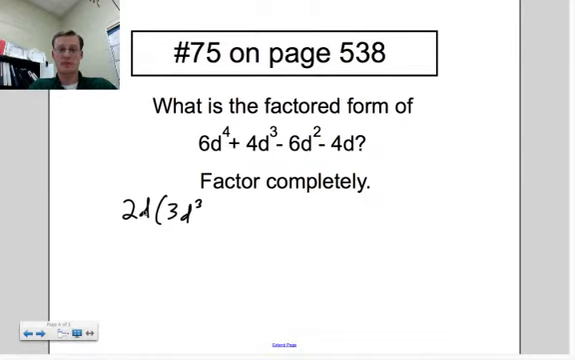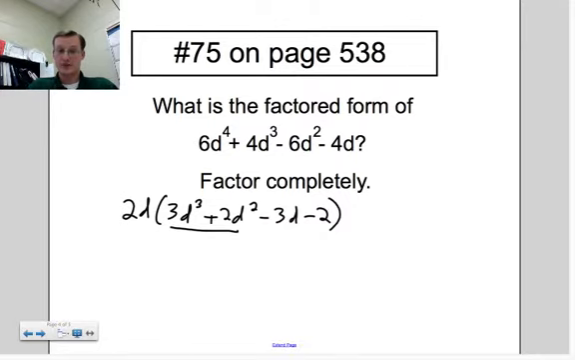4d to the 3rd divided by 2d. 4 divided by 2 is 2. d to the 3rd divided by d to the 1st is d squared. Negative 6 divided by 2 is negative 3. d squared divided by d is d. Negative 4 divided by 2 is negative 2. d divided by d is 1, so I don't even need to put it. So I pulled out the GCF.